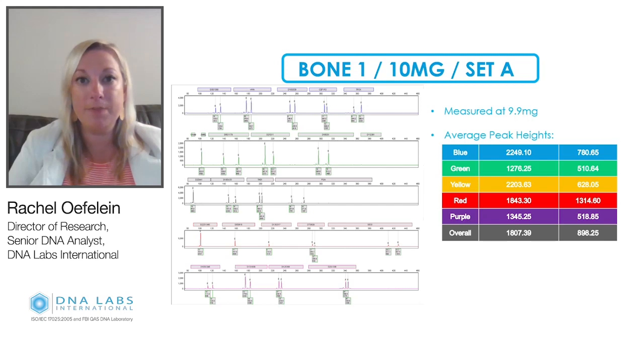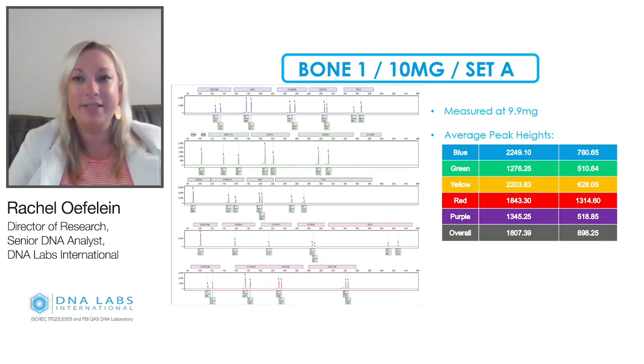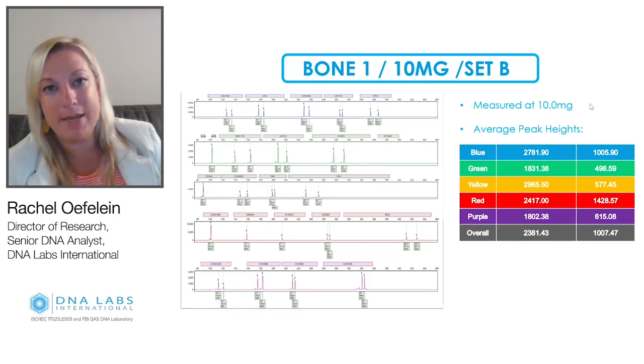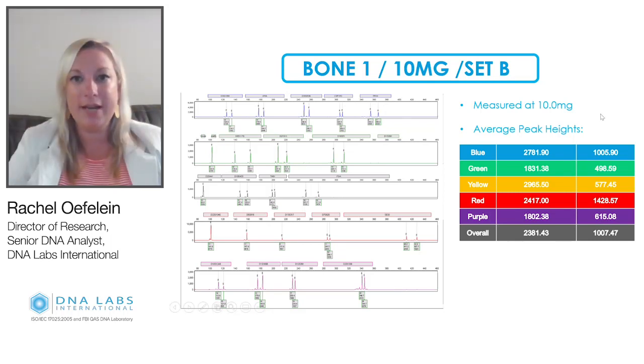Here we have the first bone from 10 milligrams from set A. As you can see, we have a beautiful profile here. It was about 9.9 milligrams, which is a really, really small amount of bone. And I can see here the average peak heights for blue, green, yellow, red, purple, and overall. Here we have set B. So this is a similar size sample, but from the second set. And you can see we have very comparable results. And again, a full, beautiful profile.